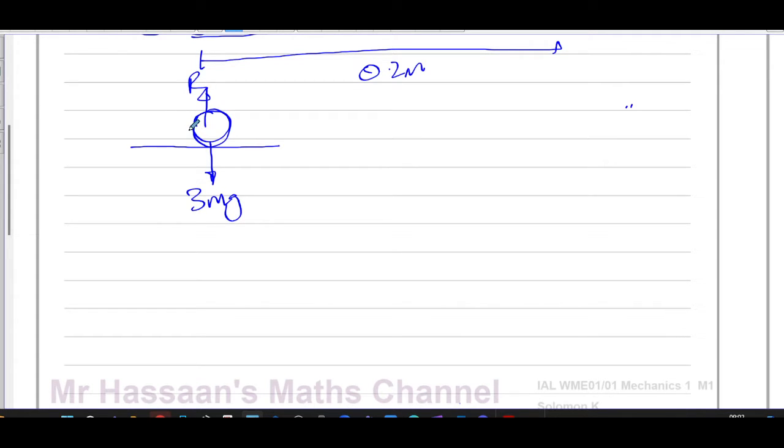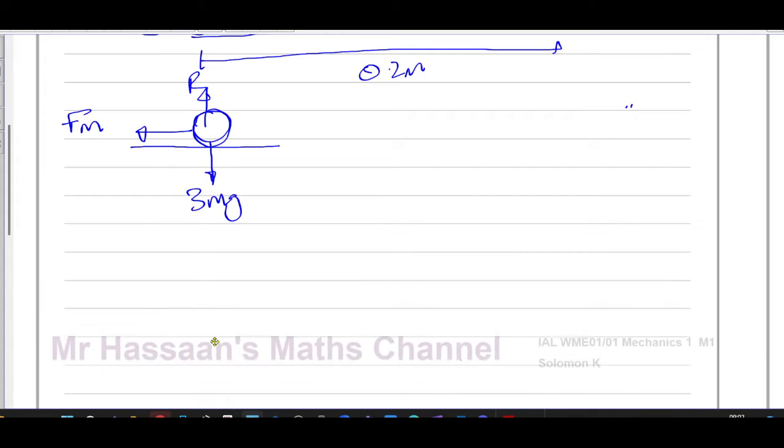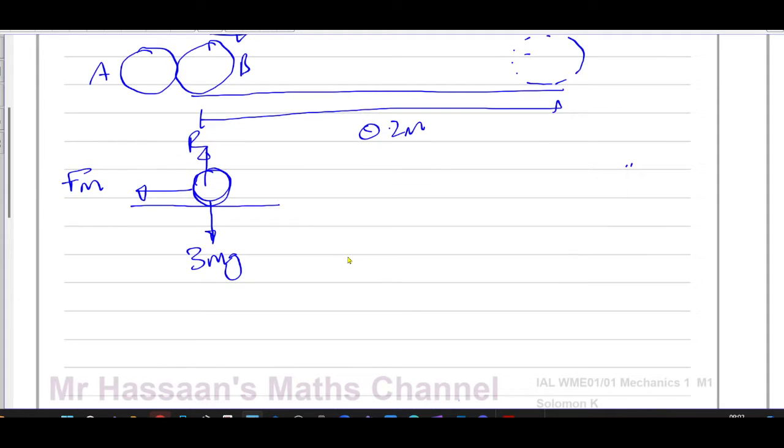And then the only force acting on it as it's moving is the frictional force, and that's F max because it is in motion. The frictional force is the only other force acting on this, opposing the motion. It's moving in this direction, and the only force acting is F max, opposing the motion. We know that F max is equal to mu R.